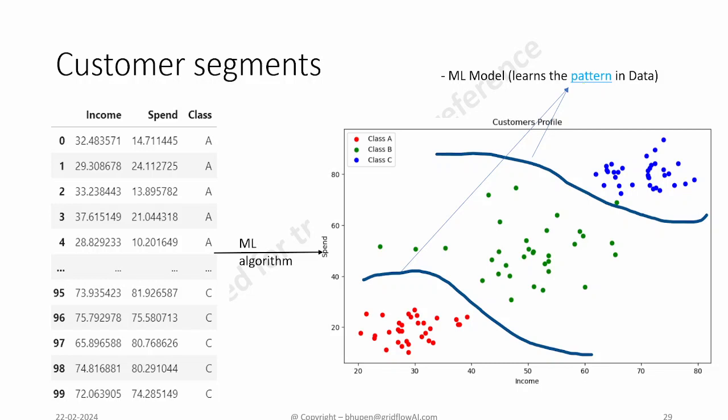Now, from where are we deriving the pattern? We are deriving the pattern from the data, essentially the columns called income and spend that are associated with class, meaning the category of the customer A, B, C. So this is called the model. Now, whenever we use the term model, that means the machine learning algorithm has the understanding of the data and is able to differentiate the data in terms of groups or classes.